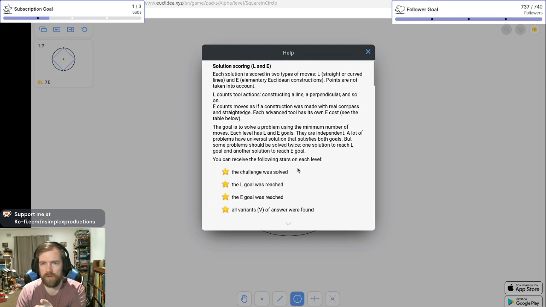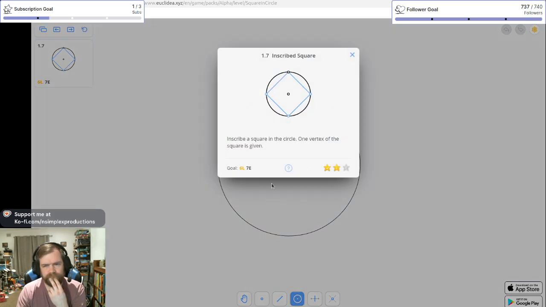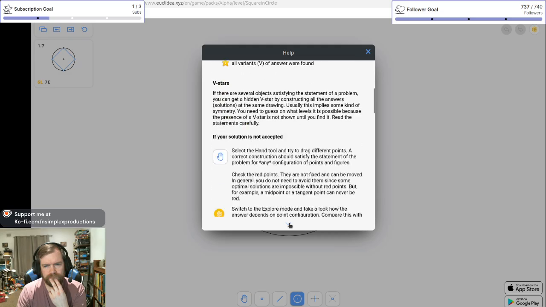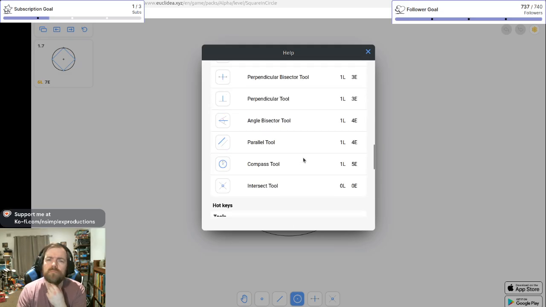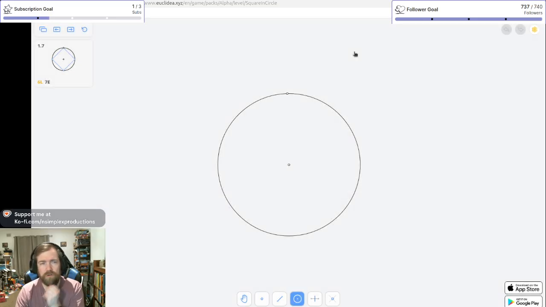L, straight or curved lines. Okay. Huh. There was a way to get a hint, which gave us all of the moves, and in order, but it didn't tell us where to put them. Now, that may just be a mobile-only thing.